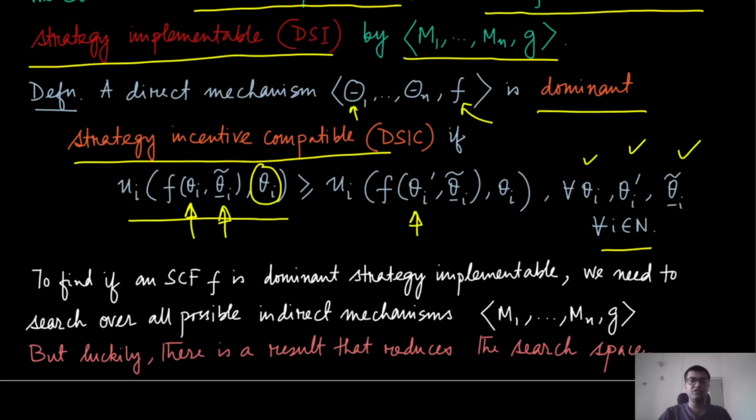Now the trouble here is that if we want to find out that a social choice function f is dominant strategy implementable by some other indirect mechanism, we need to search over all possible indirect mechanisms, and that is a very large set. Luckily, we have a result which we'll see in the next module that reduces this search space. So we don't really need to search over all indirect mechanisms, rather we can depend only on direct mechanisms.